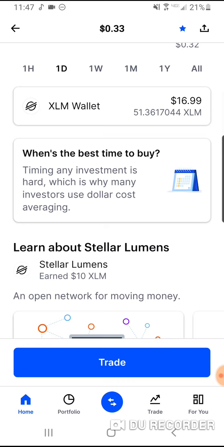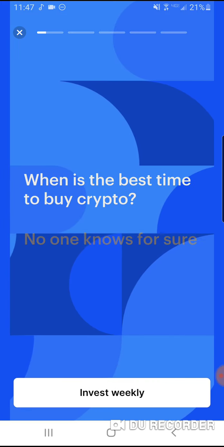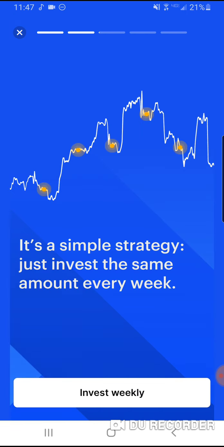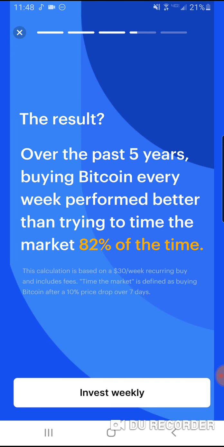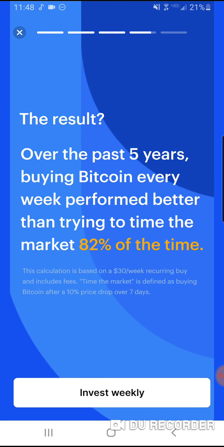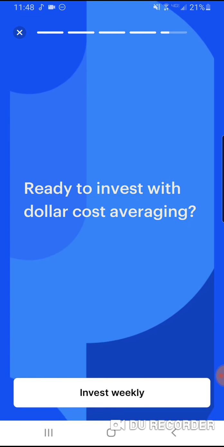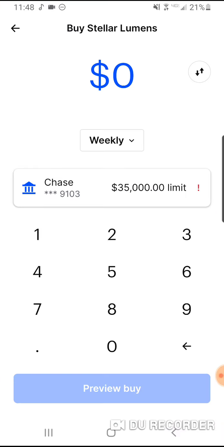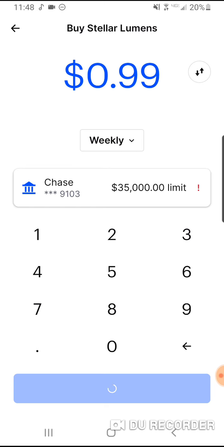So when's the best time to buy? Timing any investment is hard, which is why many investors use dollar cost averaging. So they're saying to buy it every week. So let's try invest weekly. So let's try 0.99 cents. Oh, yeah, the minimum order is $1.99. Okay, so let's try.